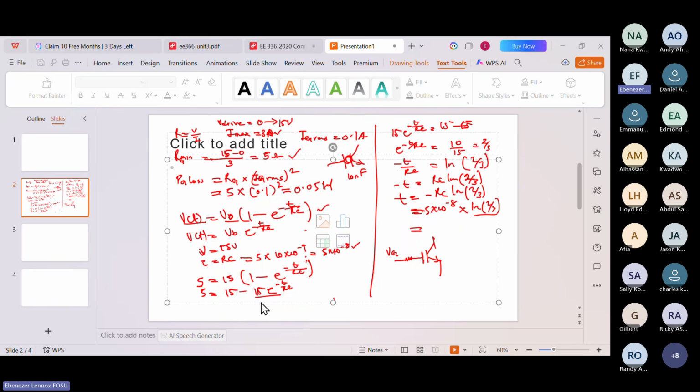Okay, all right. So now we do the substitution. We make T the subject, right? That is what I went through. So if you expand this expression, you have 5 equal to 15 minus 15 e exponent minus T over RC. So we try to make T the subject. You make e exponent minus T over RC the subject, take the natural log on both sides. When we do that, you arrive at this one.